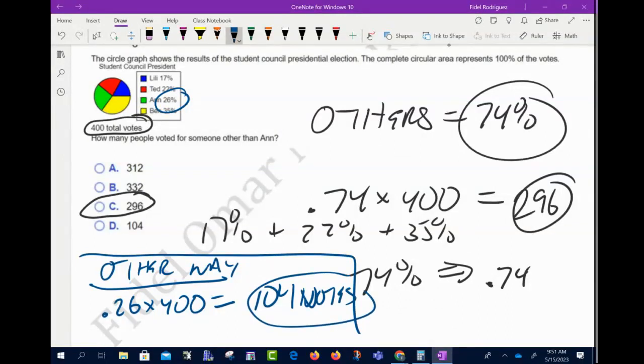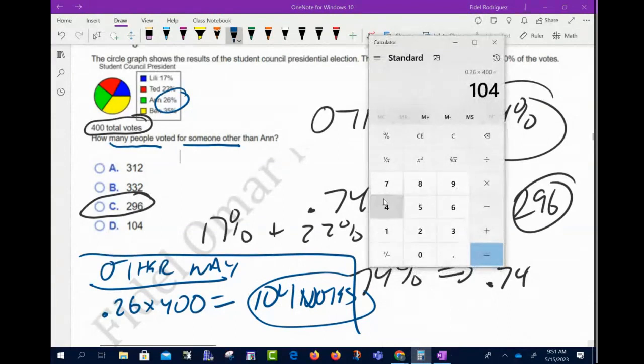That means that Ann got 104 what? Votes. Look what it says. How many people voted for someone other than Ann? So how many votes did Ann not get? Well, there was a total of 400, and Ann got 104. Wouldn't we say let's take 400 minus 104? And what number do we get? That's another way we could have done the problem.